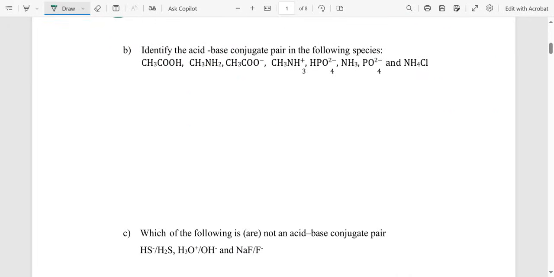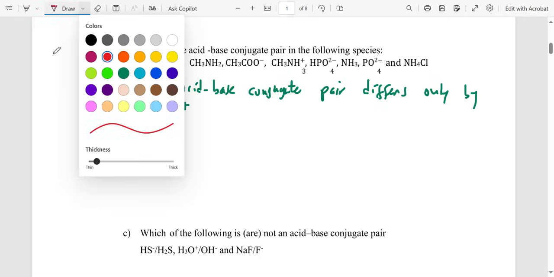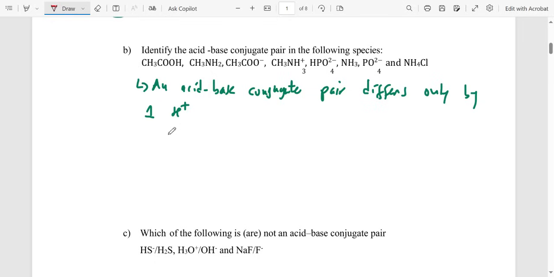And then part B is saying identify the acid-base conjugate pairs in the following species. Now, an acid-base conjugate pair differs only by one proton, one hydrogen ion. I don't want you to forget this one. If you have got two compounds that differ by more than one, they are not conjugates.